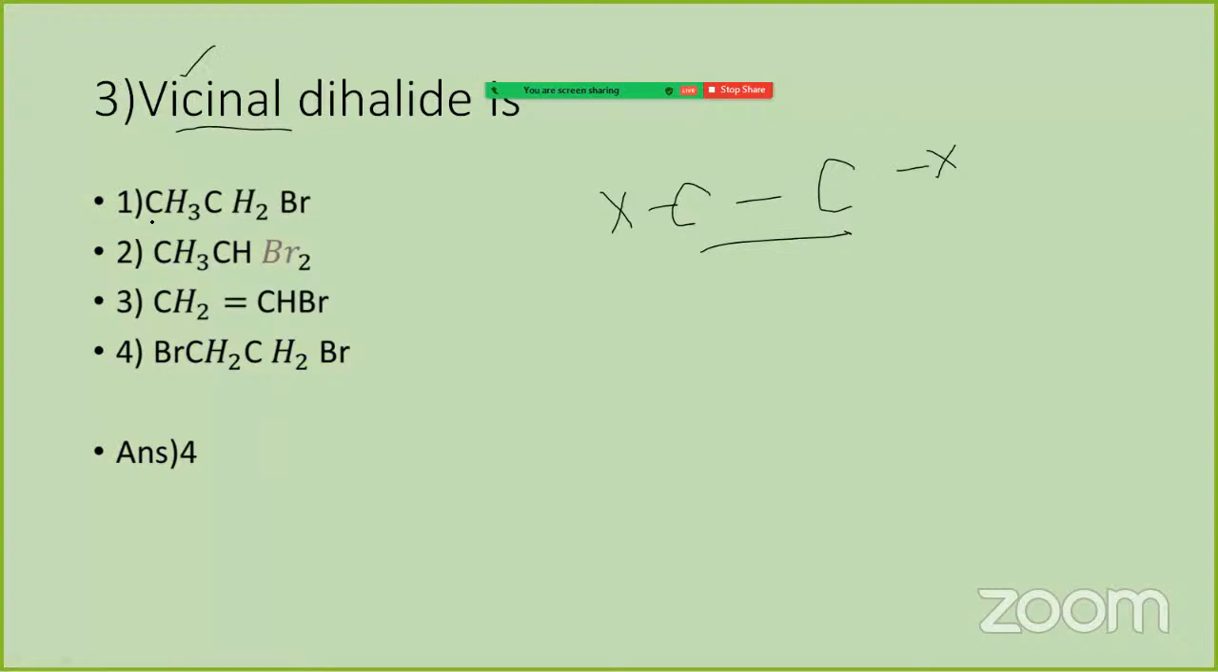See here, on this carbon, no halogen. On the second carbon, only one halogen is there. We want two halogens because in the name itself it is there, di. So we want two halogens. Here only one is there, so this will be wrong. Now look at the second one.